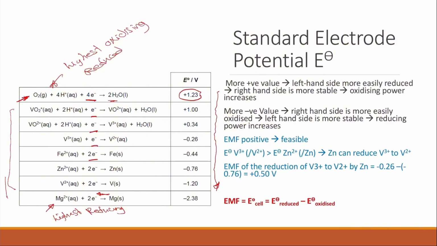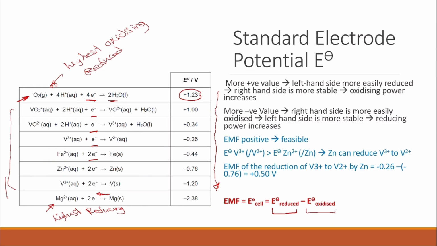And now we will calculate the EMF for any cell. The EMF should always be positive for a reaction to be feasible, for electrons to flow. How to calculate the EMF? You calculate the EMF using this equation. We calculate it using the standard electrode potential for the reduced half cell minus the standard electrode potential for the oxidized half cell. So which one is reduced, which one is oxidized? The one that is reduced is the one with the more positive value. The one which is oxidized is the one with the more negative value.